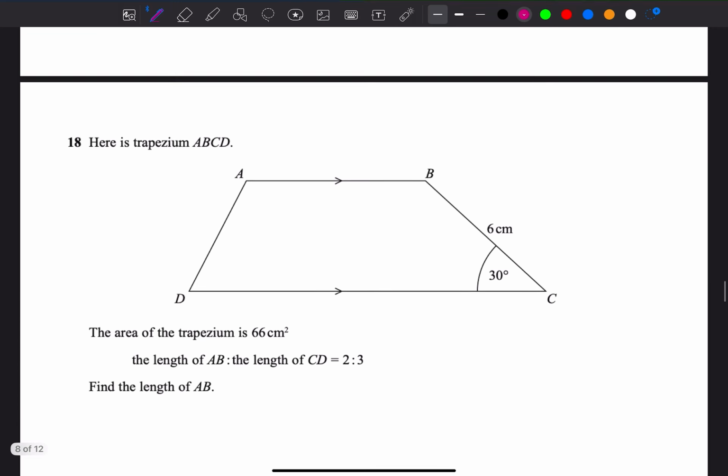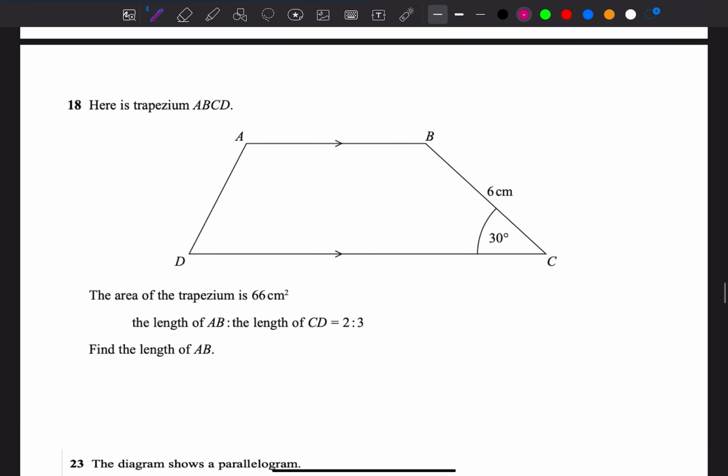Okay, next one. The area of a trapezium is 66. The lengths of AB and CD are given in this ratio. So AB is 2, CD is 3, let's call it x. Find the length of AB. And they told you the area of the trapezium. Okay, so we know the area of a trapezium is you add the parallel sides times the height divided by 2. We can work out the height.